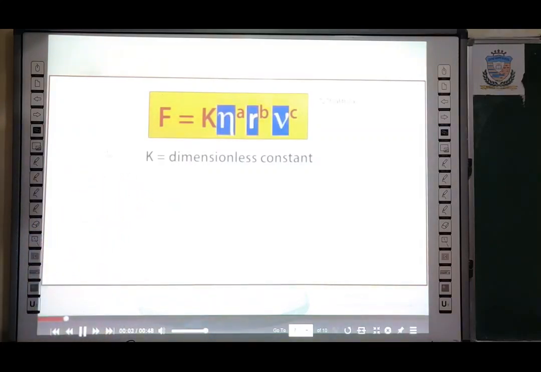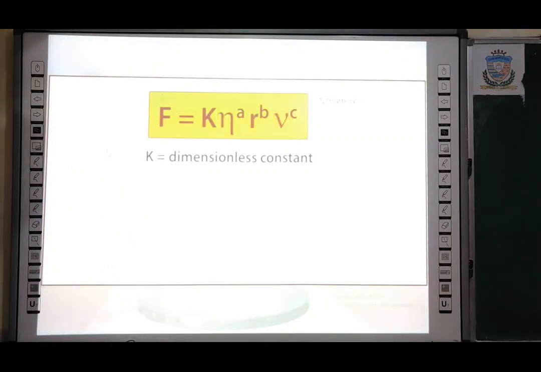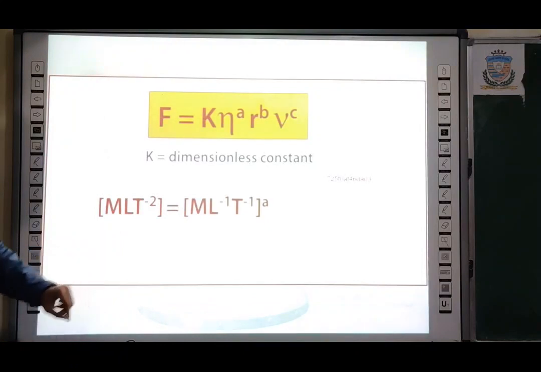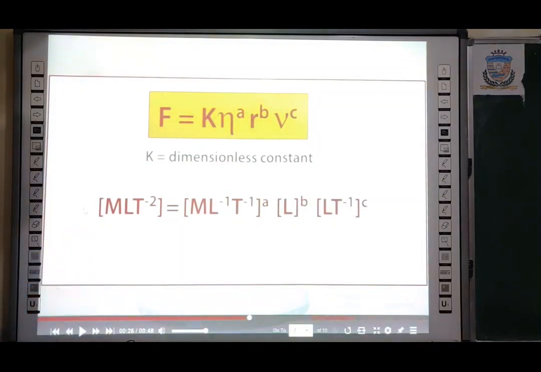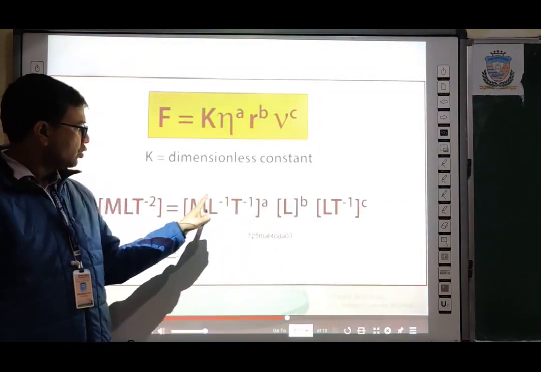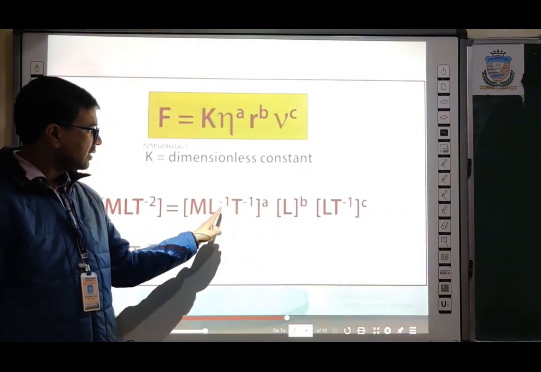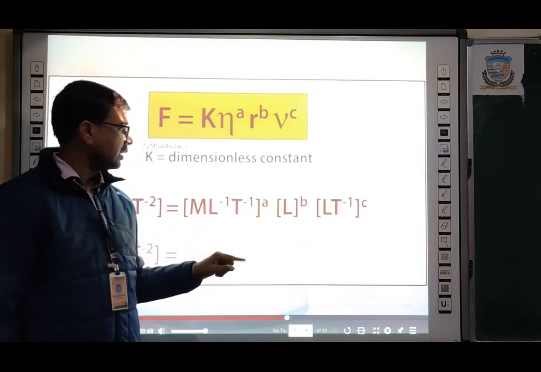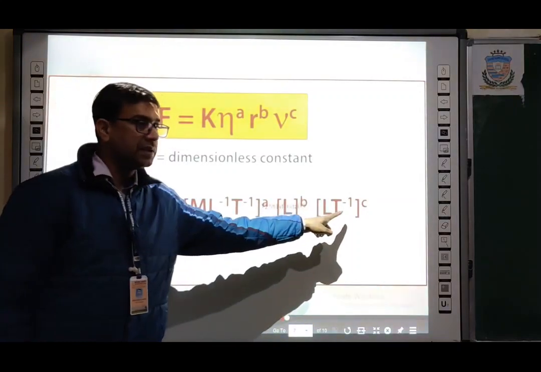Dimensions of eta, r and v. Writing down the dimensions of quantities on either side of the equation, we get M L T raised to the power minus 2 is equal to the dimensions of eta, M L raised to the power minus 1 T raised to the power minus 1, whole raised to the power a, into L raised to the power b, into L T raised to the power minus 1, whole raised to the power c. So from here, M raised to the power a, L raised to the power minus a plus b plus c, T raised to the power minus a minus c.